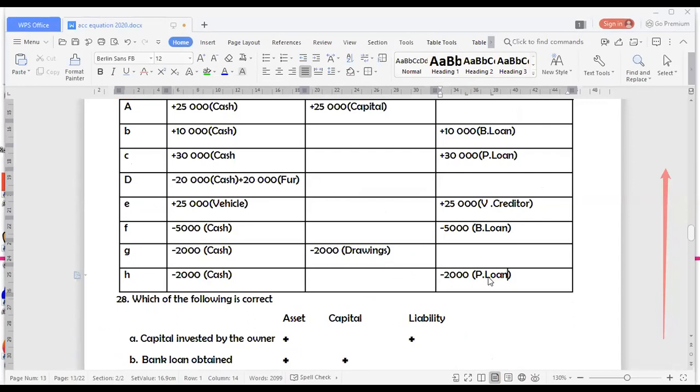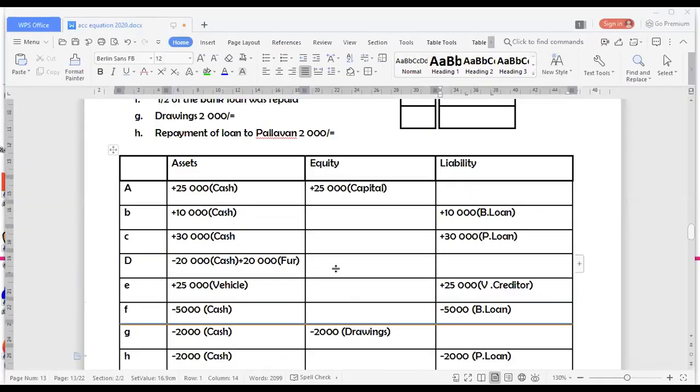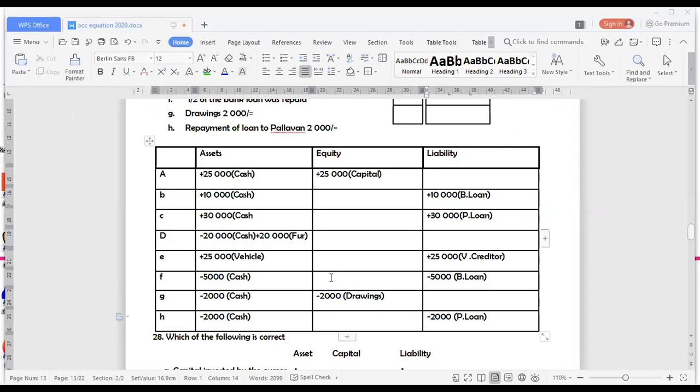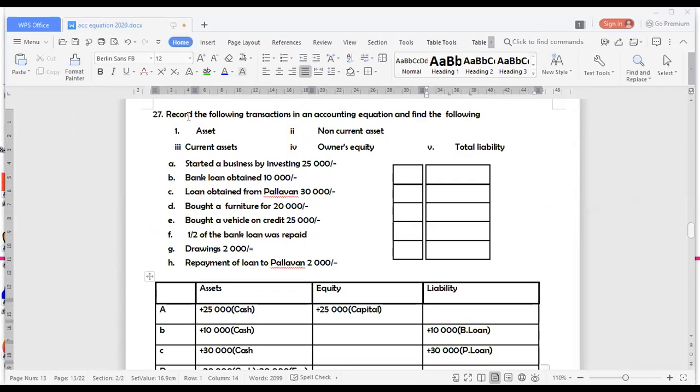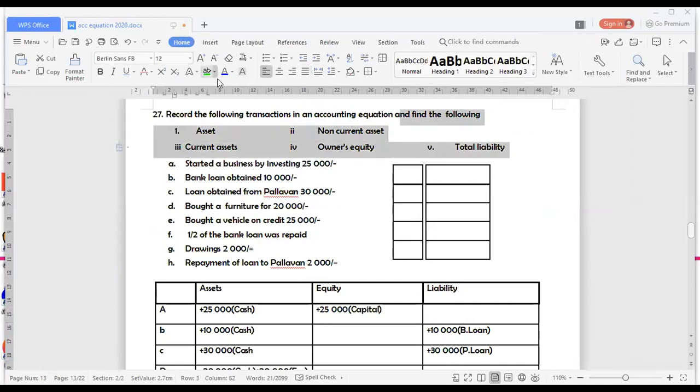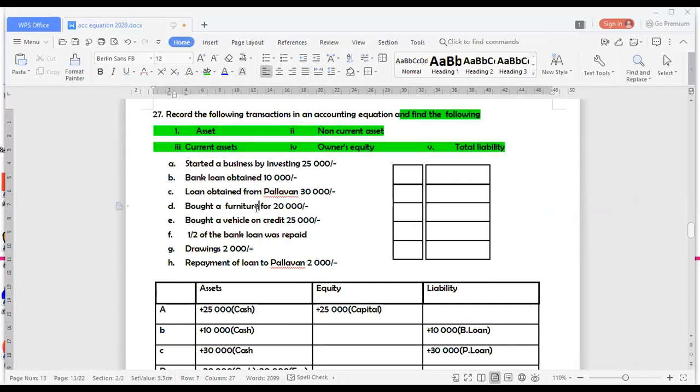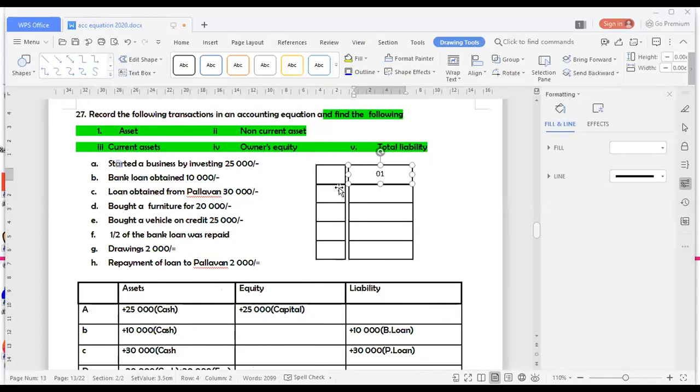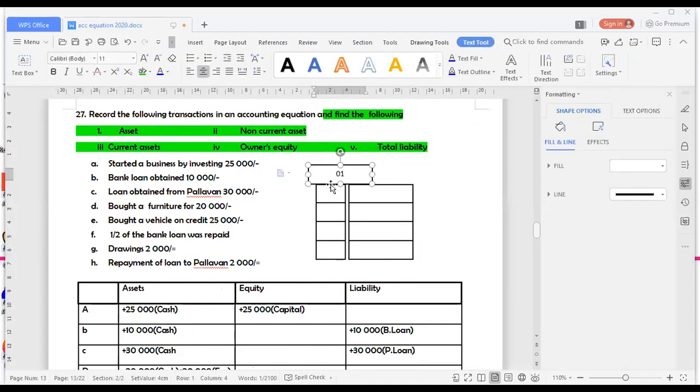Right. That's all. How many of you got all correct? Just post me the answer. The first part of the question is where assets, liabilities, equities are recorded. Then there is a second question: record the following transactions in an accounting equation and find the following. Number one, asset. So that's what I gave the box for. You don't have to write in the box. We can write inside that. First one, you can say first transaction, sorry.